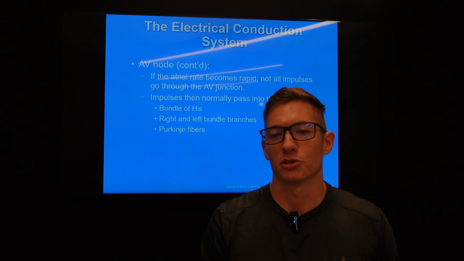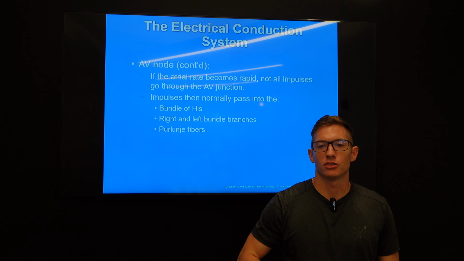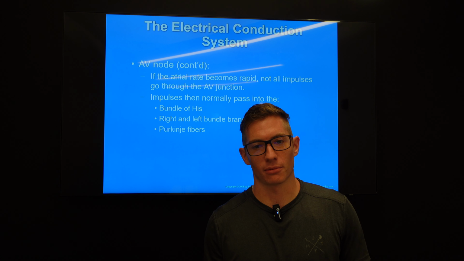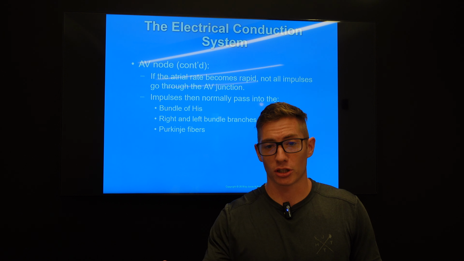Normally, impulses pass through the AV junction into the bundle of His and then move rapidly into the right and left bundle branches on both sides. This is the interventricular septum.